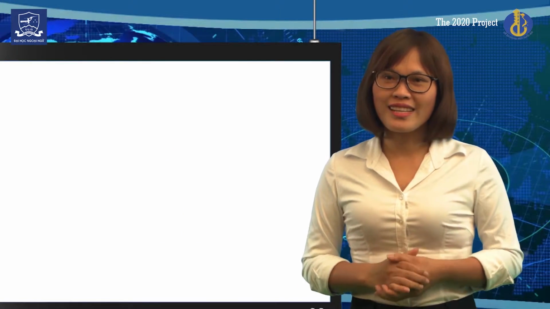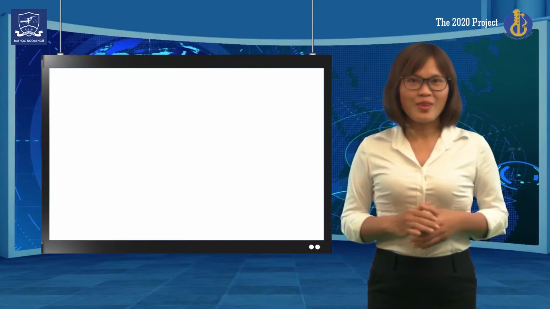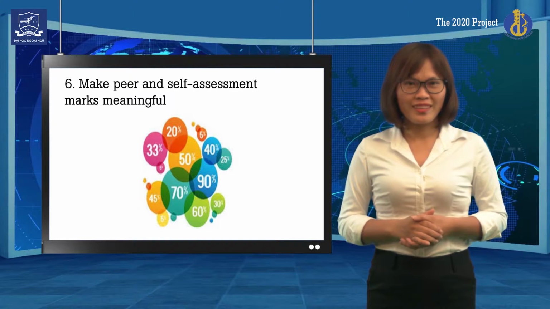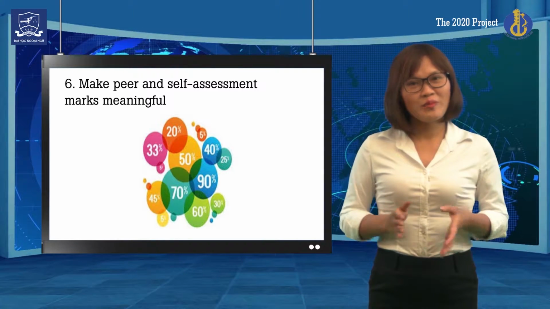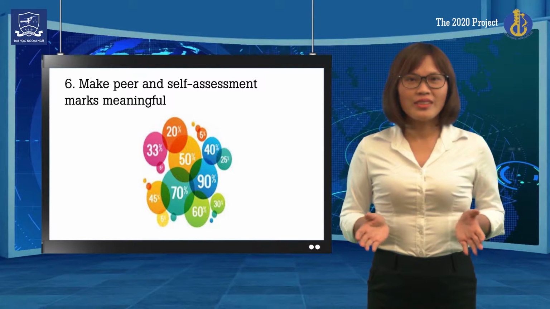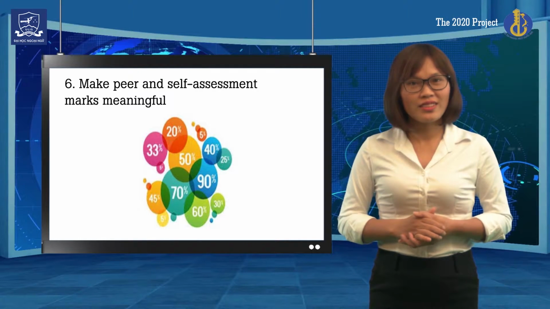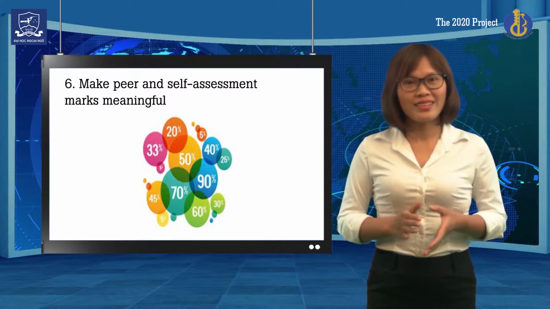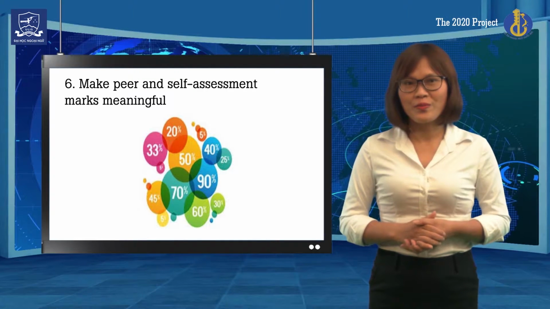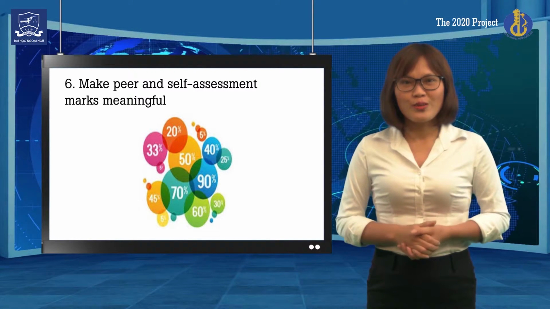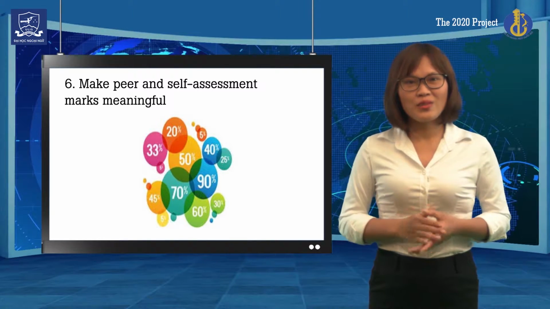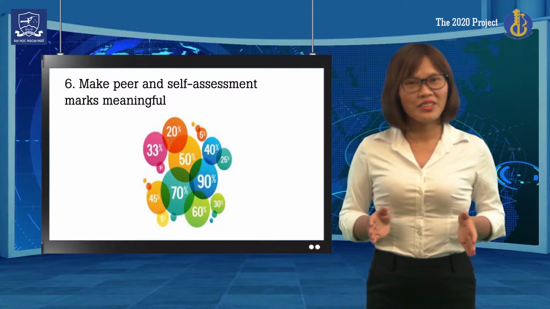We now come to the next consideration: making peer and self-assessment marks meaningful. It has already been noted that peer and self-assessment are uniquely useful for helping students to develop their understanding of criteria and standards used in judging their work. And it is this quality which provides the primary learning benefits.